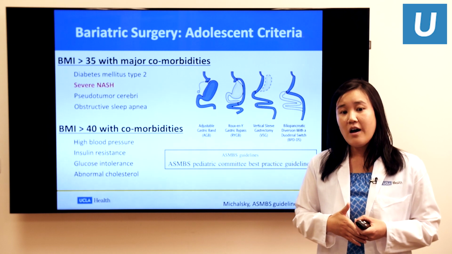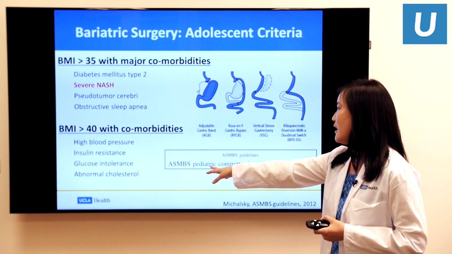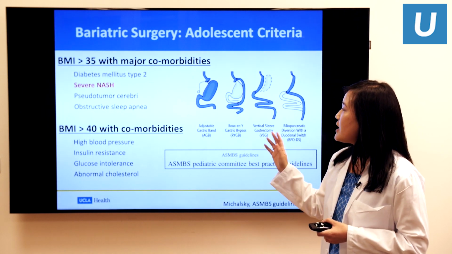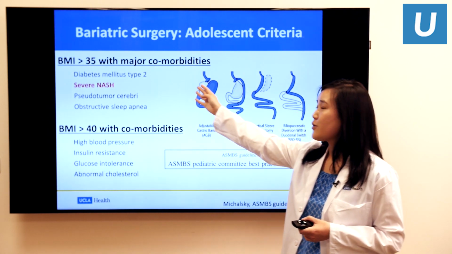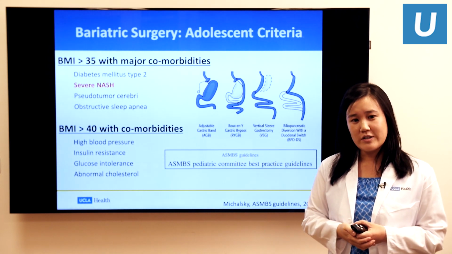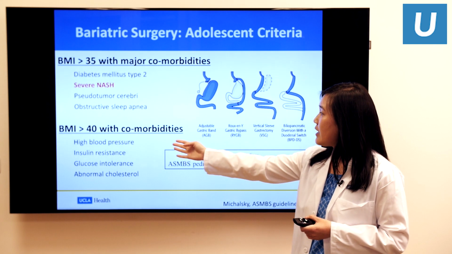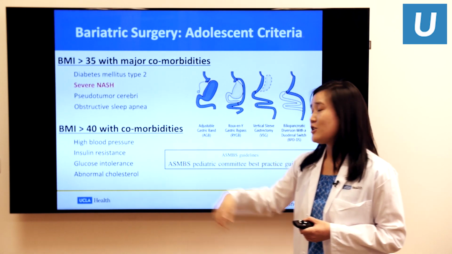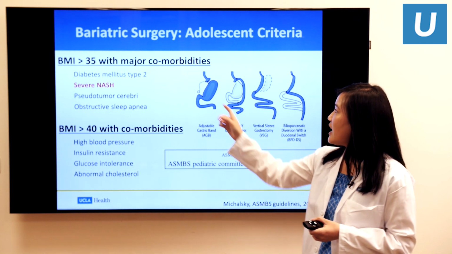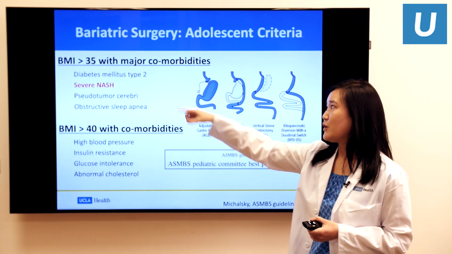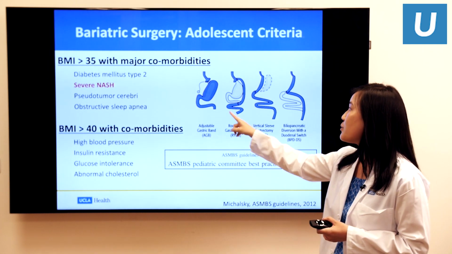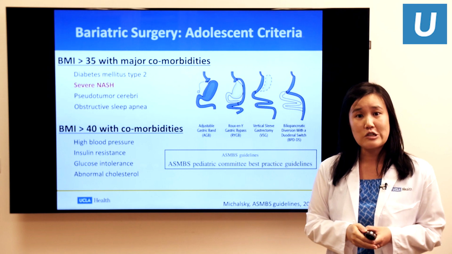According to the American Society of Metabolic Bariatric Surgery, patients who have a BMI of greater than 35 with major comorbidities can be considered for bariatric surgery. If you have a BMI greater than 40 with some other comorbidities, you may also qualify. Specifically for fatty liver, that's actually a major comorbid condition. So if your BMI is greater than 35 and you have severe fatty liver, you may be considered for one of the bariatric surgery procedures.